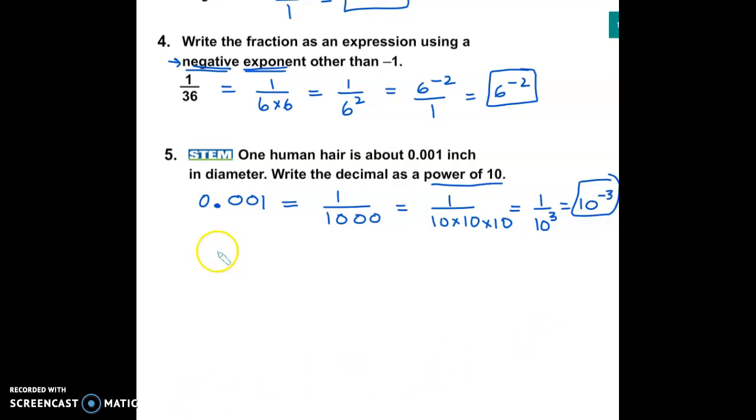So you can say the human hair is 10 to the negative third inch thick.